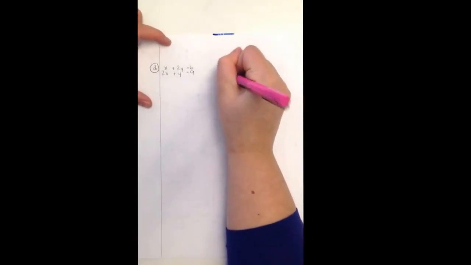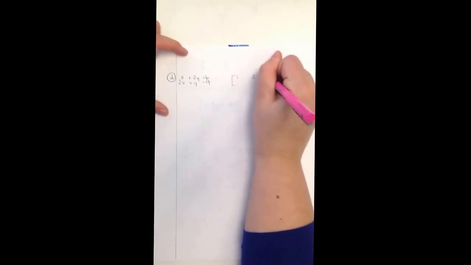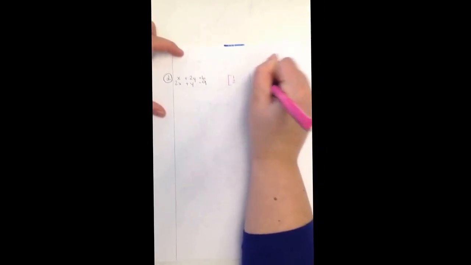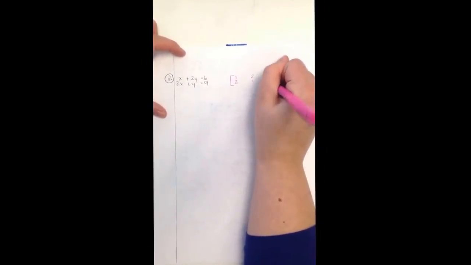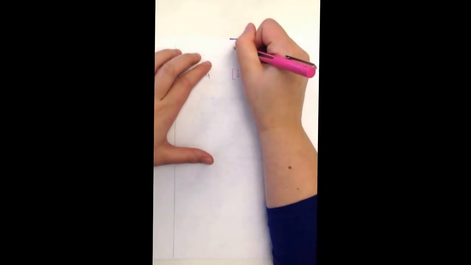So let's turn to the next page. I'll do one more with you. So let's set up our matrix. We have 1, 2, 6, 2, 1, 9. Okay. First things first, my 1's already here where I want it to be. I'm trying to make it look like this.